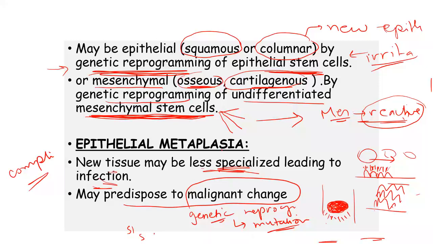So what do we have to do? We have to stop epithelial metaplasia by removing the stimulus, to avoid infection and malignant change. Fine, because if we remove the stimulus, it can go back to normal because it is reversible. But if malignancy develops, it is not reversible anymore.